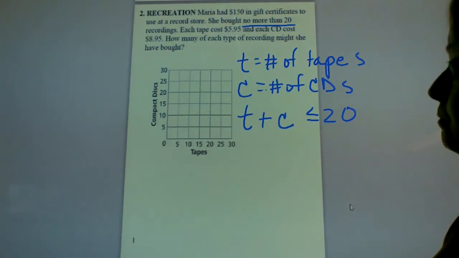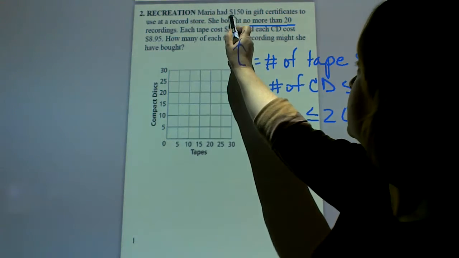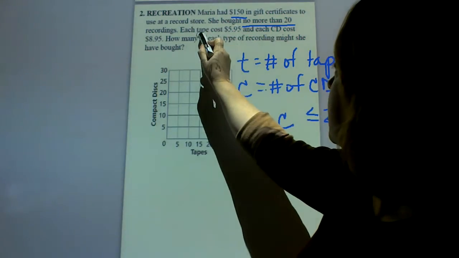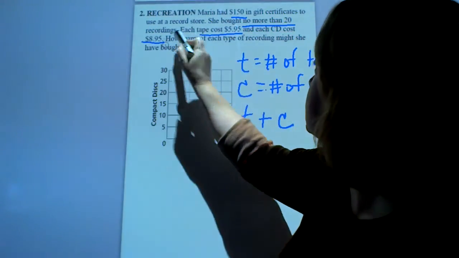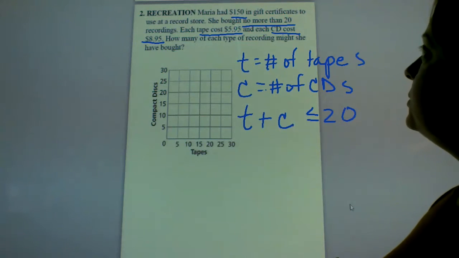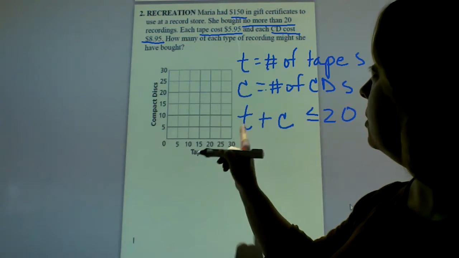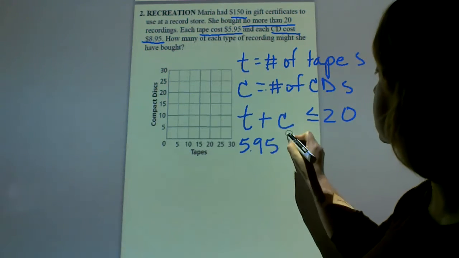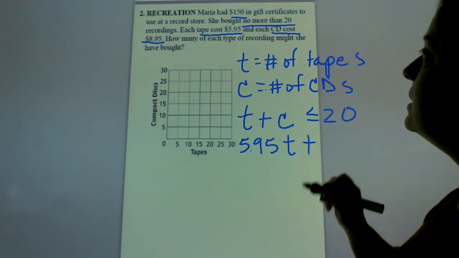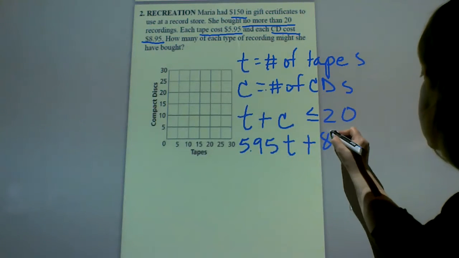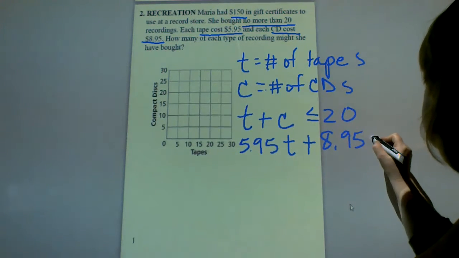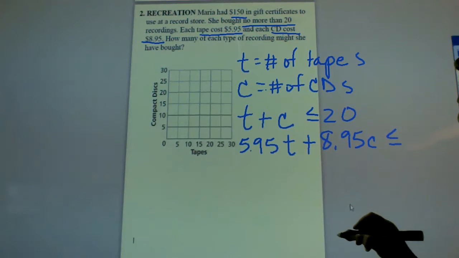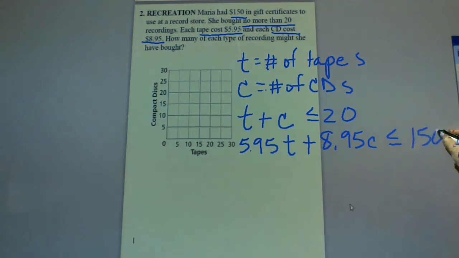All right, let's do one with money, because it mentions the $150 and the cost of the tapes and the cost of the CDs here. So tapes are $5.95, so it's going to be 5.95 T plus, and then CDs are 8.95 C is less than or equal to 150. Okay, so there's our two equations.